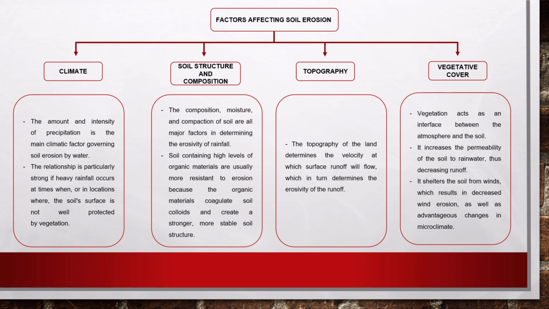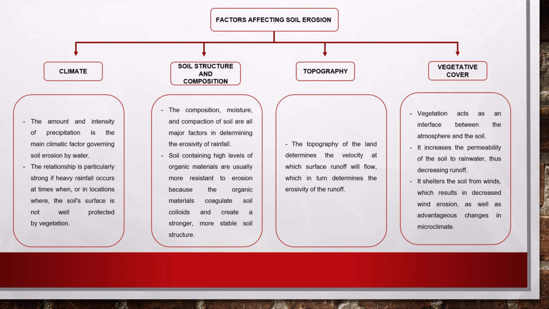There are 4 factors affecting soil erosion: climate, soil structure and composition, topography, and vegetative cover. For climate, the amount and intensity of precipitation is the main climatic factor governing soil erosion by water. The relationship is particularly strong if heavy rainfall occurs at times when or in the location where the soil surface is not well protected by vegetation.